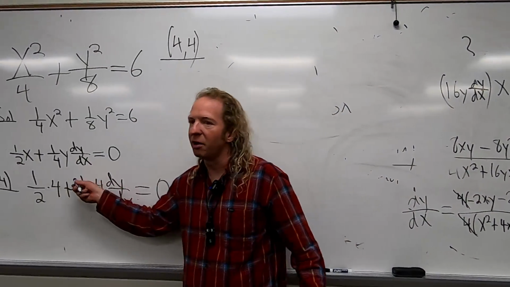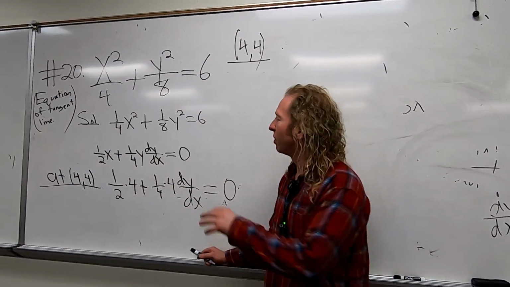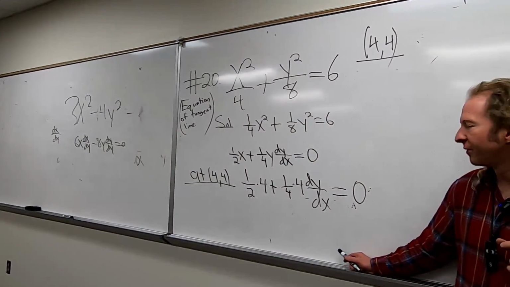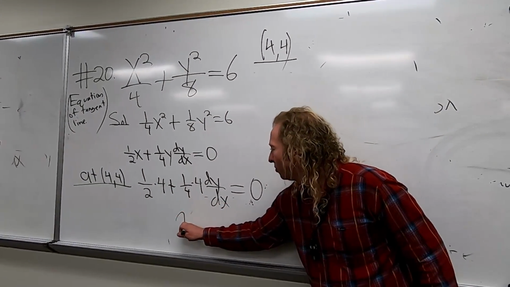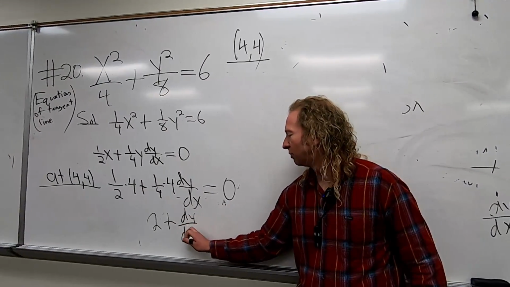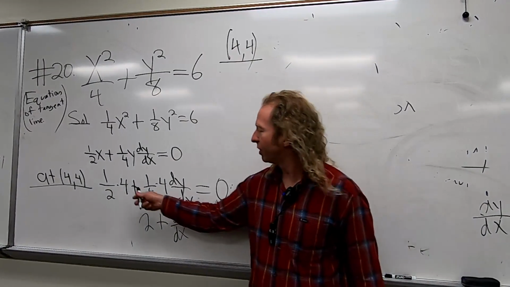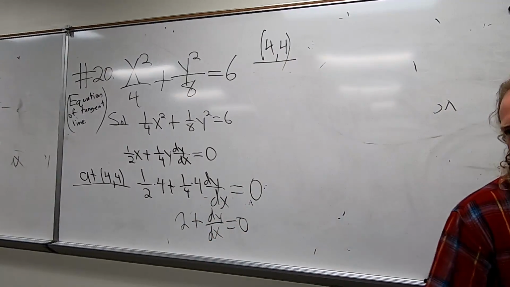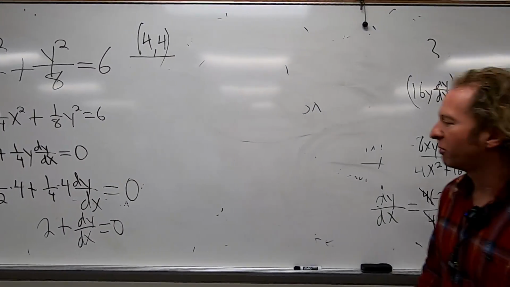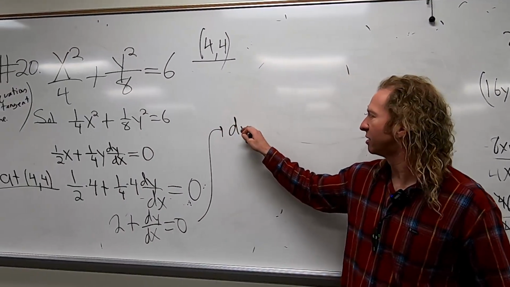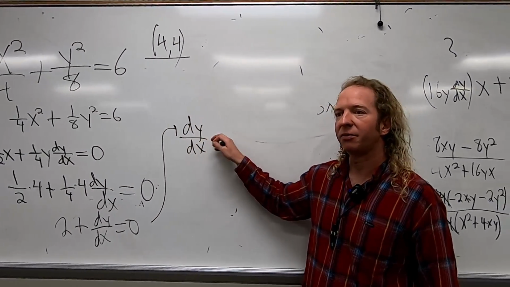So just plug in the numbers. You can always do that in these problems. Whenever you take the derivative, plug in the numbers, then find dy dx. So this will be 2 plus, oh wow, dy dx. How clean, really nice. Right, because 4 over 2 is 2, 4 over 4 is 1. So it worked out really nice. That would mean dy dx in this case would just be -2.